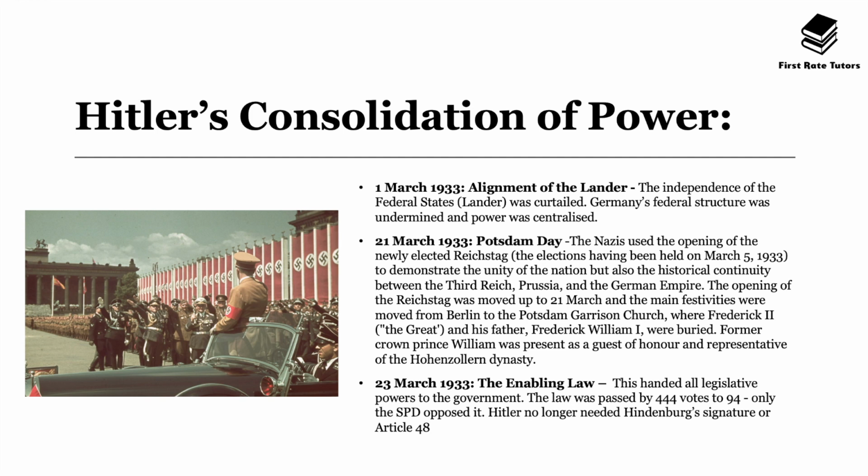On the 23rd of March 1933, the enabling law was passed, which handed all legislative powers to the government. This law was passed by 444 votes to only 94 which were opposed, and really it was only the SPD, who were formerly the leaders of government, that opposed it. Hitler, by that stage, no longer needed Hindenburg's signature or Article 48. He was now free as a result of this enabling law to do as he pleased as the Fuhrer.